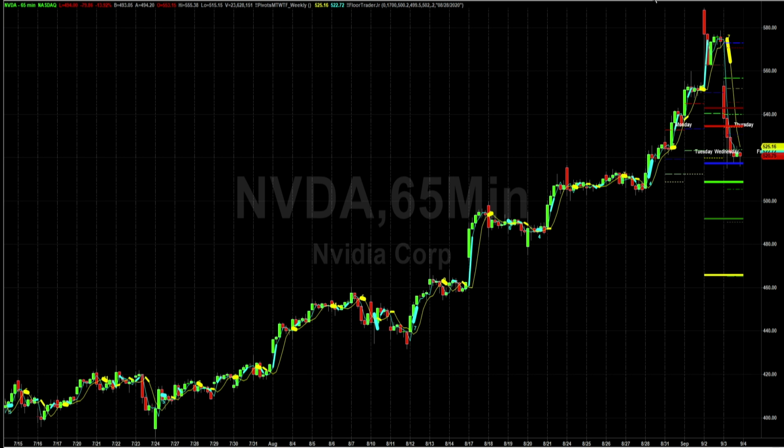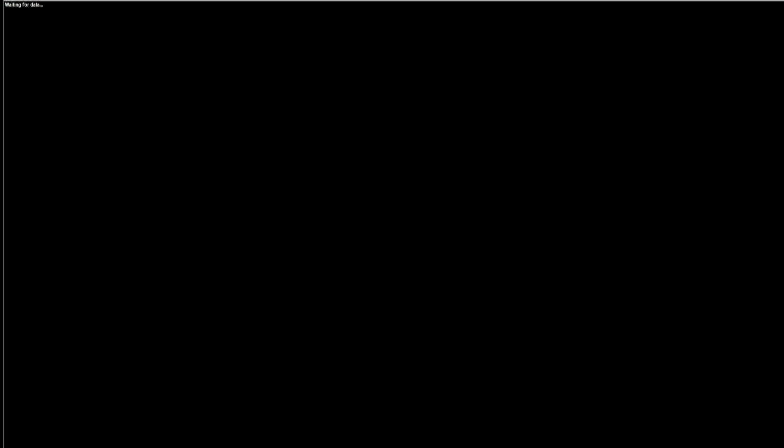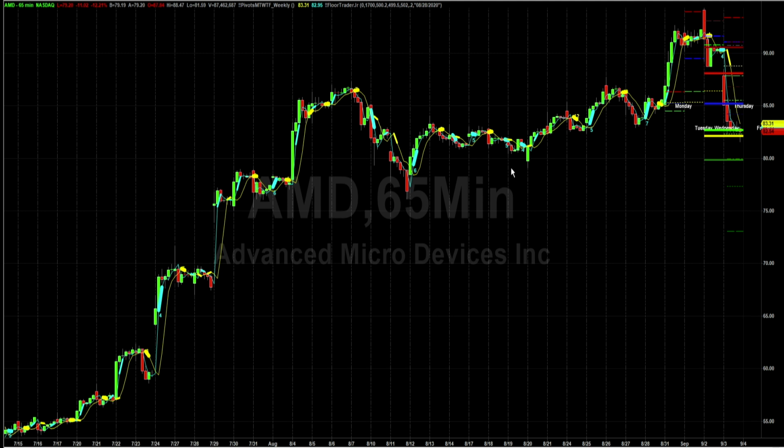So right now we're looking at Nvidia. It's come down off its lofty highs, up here at 588. Let's look at AMD. AMD is another one, and that's interesting. It's sitting on not a huge gap, but technically that is a gap. It gapped up from 68 to 74.